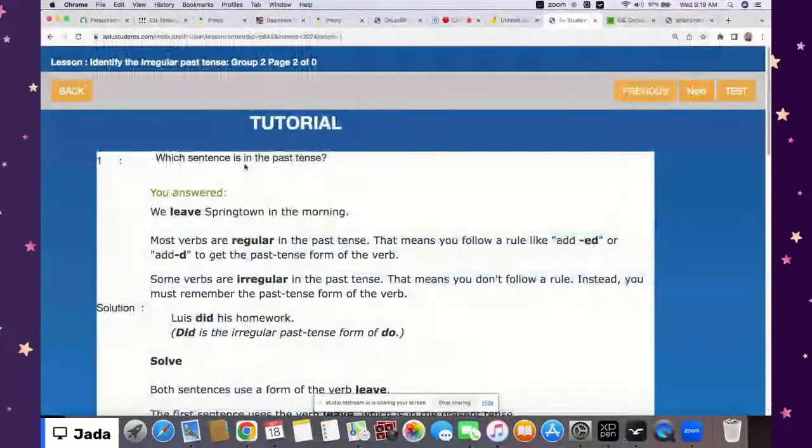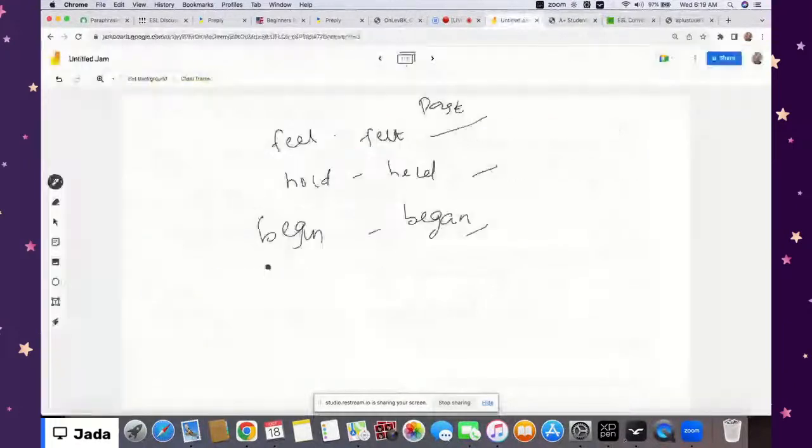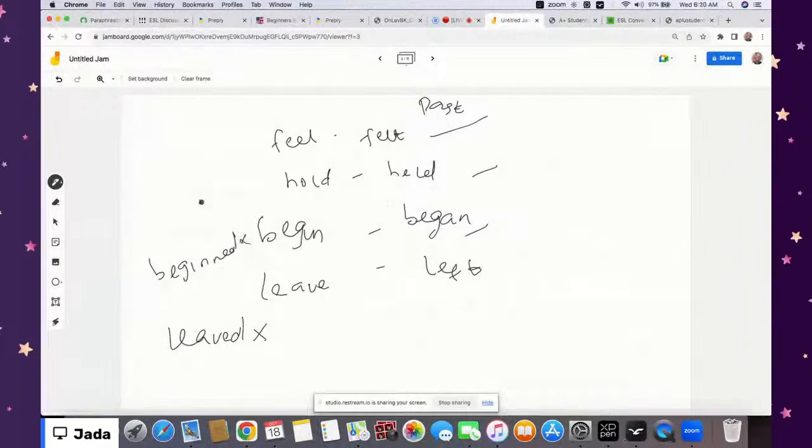So we have leave and it's going to be left. So leave, left. You cannot have anything like lived, no, or beginned, no, holded, no, filled, no. So all these are wrong. This is the right answer that you have: left, began, held, felt.